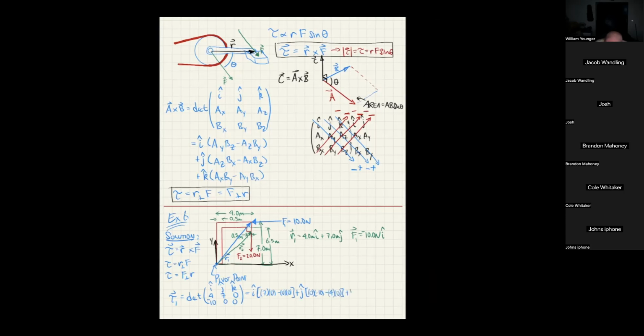And then finally, I'm going to have a K hat. This time I cover up the top row and the right column, and that gives me 4 times 0 minus, let's say, minus 7 times negative 10.